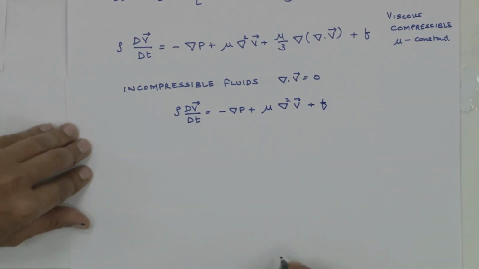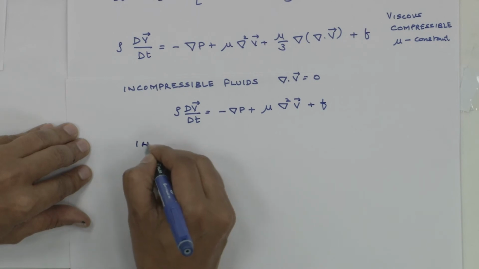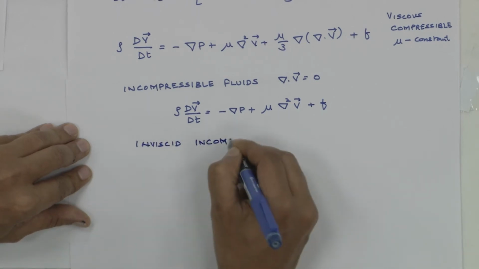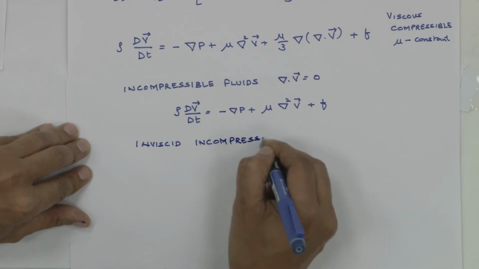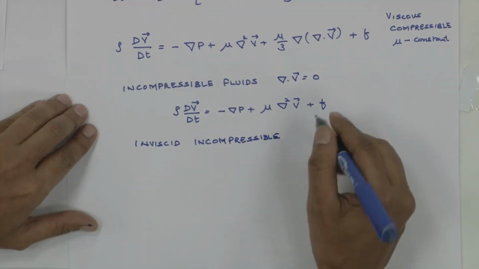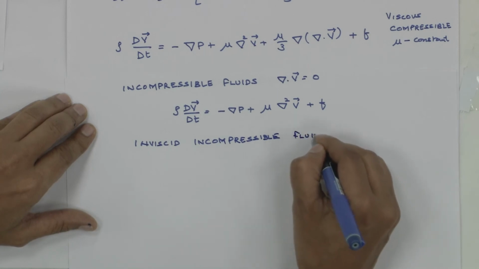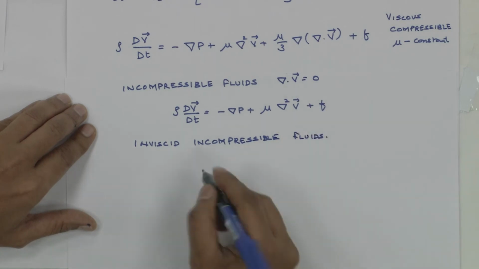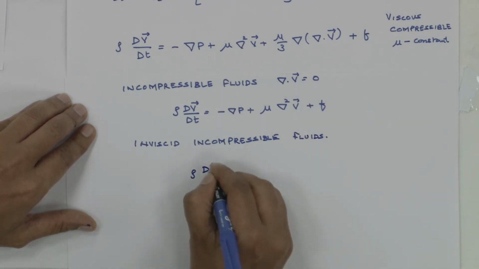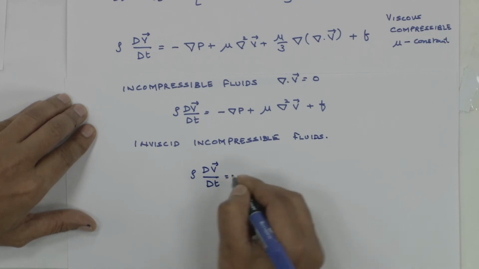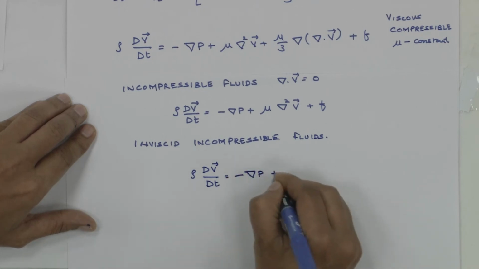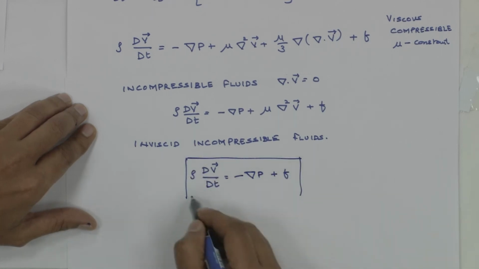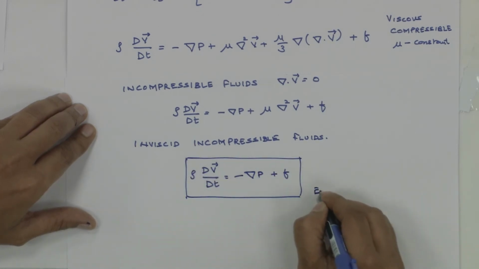Now, let me write for inviscid, incompressible fluids. So what will you get? The viscous term will vanish. So you are going to get rho dV by dt is equal to minus del P plus F. This is nothing but my Euler's equation, but you can't see it directly the way we write it.